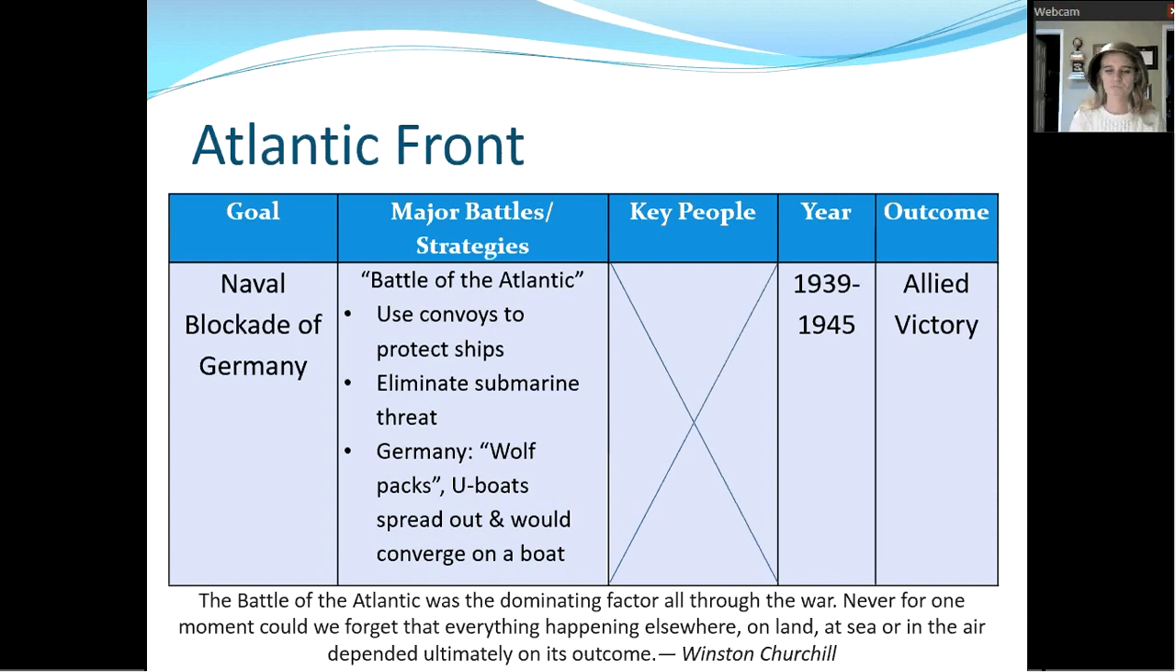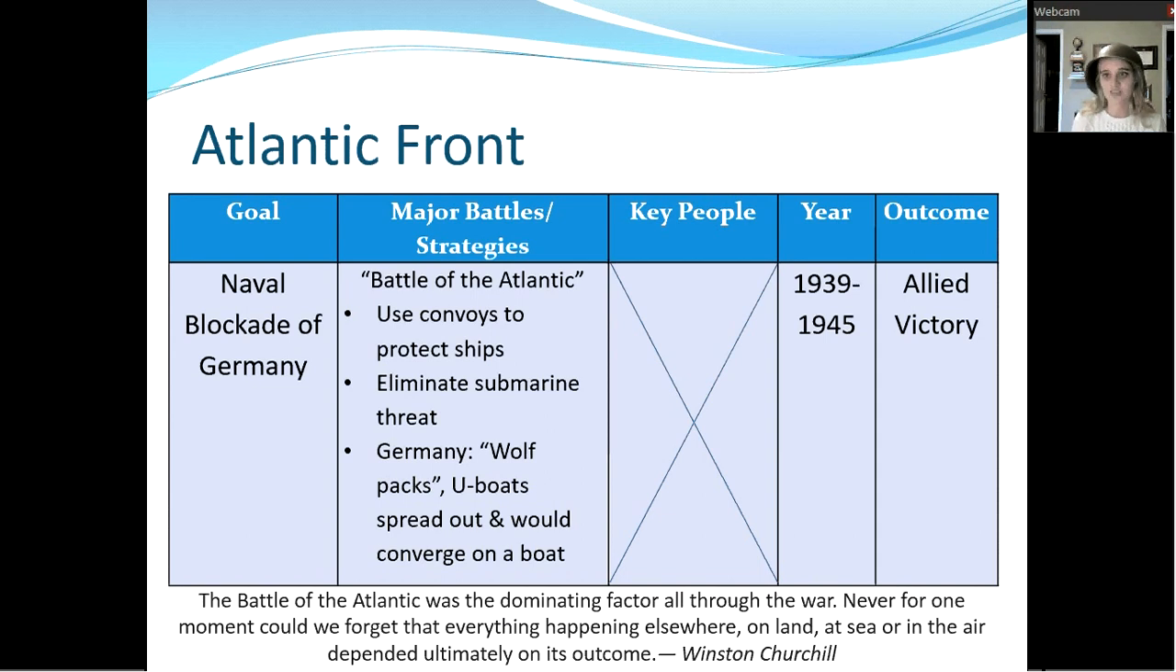This is not one specific battle, obviously. The whole thing is known as the Battle of the Atlantic. It begins at the very beginning of the war in 1939 and lasts till the very end of the German surrender in 1945. It is an Allied victory here. Winston Churchill said that the Battle of the Atlantic was the only thing that ever scared him during the war. He says, the Battle of the Atlantic was the dominating factor throughout all the war. Never for one moment could we forget that everything happened elsewhere on land or at sea or in the air ultimately depended on its outcome.